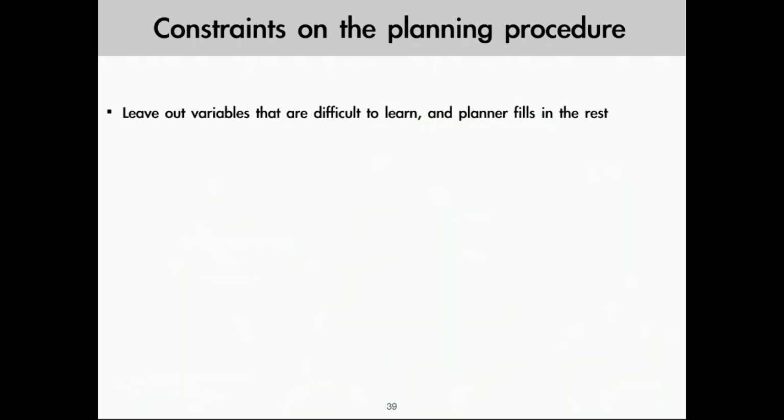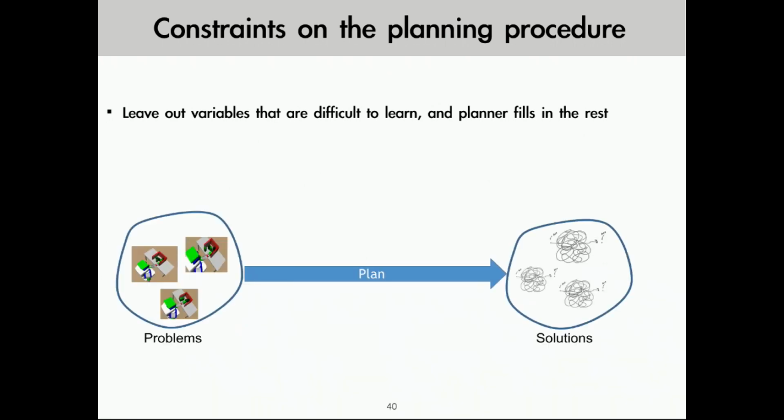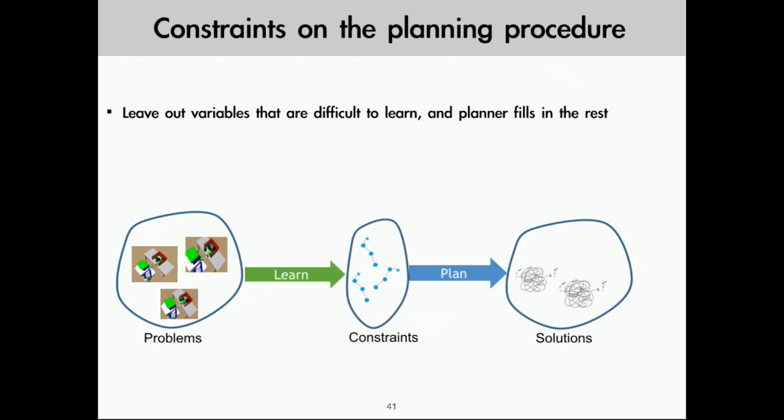So our overall strategy will be to leave out the variables that are difficult to learn and have the planner fill in the rest. So typically, a planning algorithm maps a problem instance to a solution, but this is really slow. So what we do is that we learn to predict constraints, and then the planner will now enjoy a smaller search space that satisfies these predicted constraints.